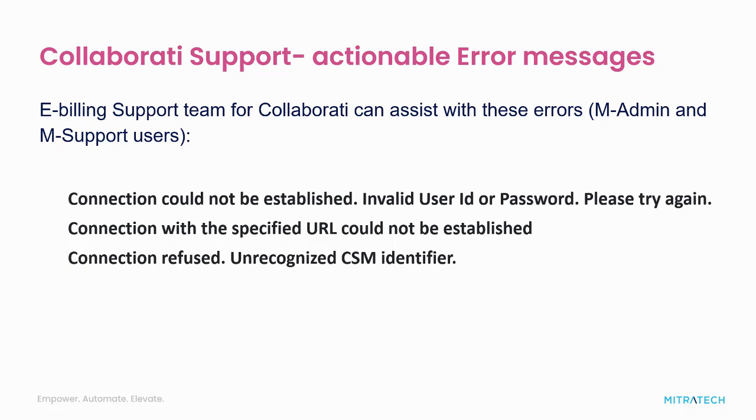Collaborati support can take action on certain error messages. These error messages are listed here. Connection could not be established. Invalid user ID or password. Please try again. Connection with specified URL could not be established. Connection refused. Unrecognized CSM identifier.